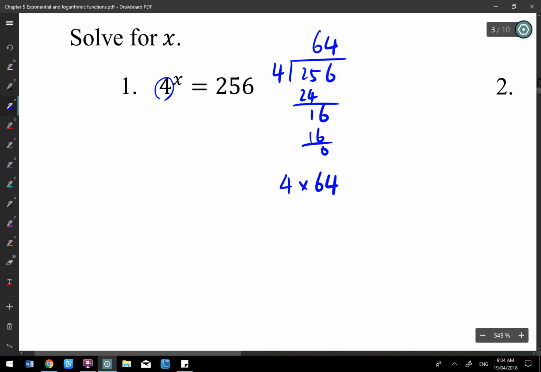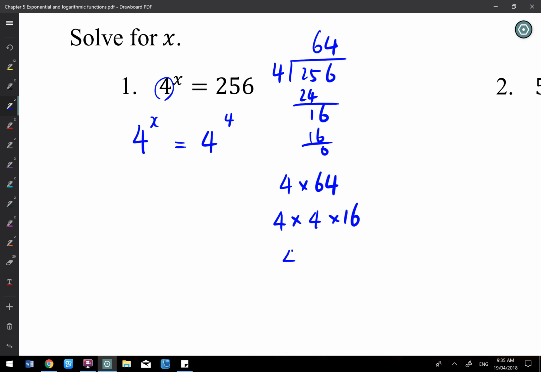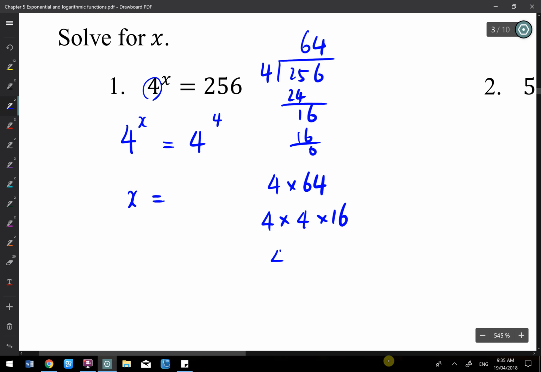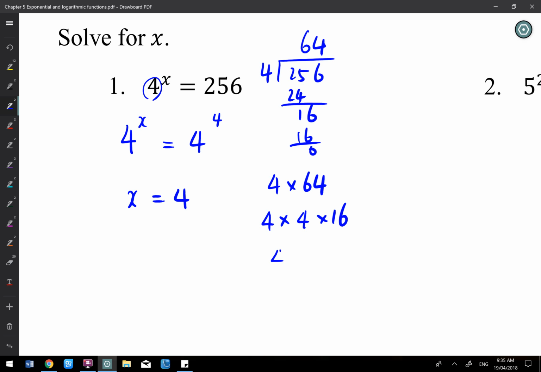So we have 4 times 64, and we want 4 to the power of something. So 4 times 16, that's what we have. So we have 4 times 4, that's 4 to the power of 4. So 4 to the power of x equals 4 to the power of 4. That's the first case. We can make both sides have the same base, which is 4. Therefore, we equalize the power, and x equals 4.